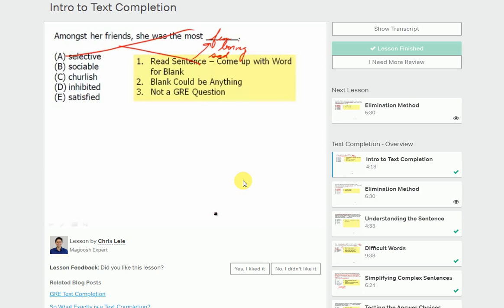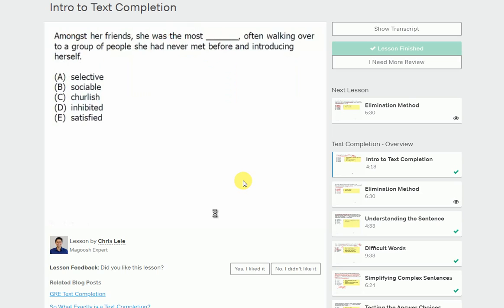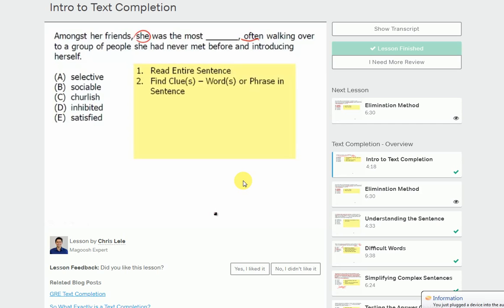So, gone. Why? Well, GRE text completions will always have a part of the sentence that tells you what the blank is about, such as, voila. After the comma, starting with often, we now can learn a little bit more about the she. Often walking over to a group of people she had never met before and introducing herself. So we read now the entire sentence, and we're going to come up with our own word here once we have found what I call the clue.